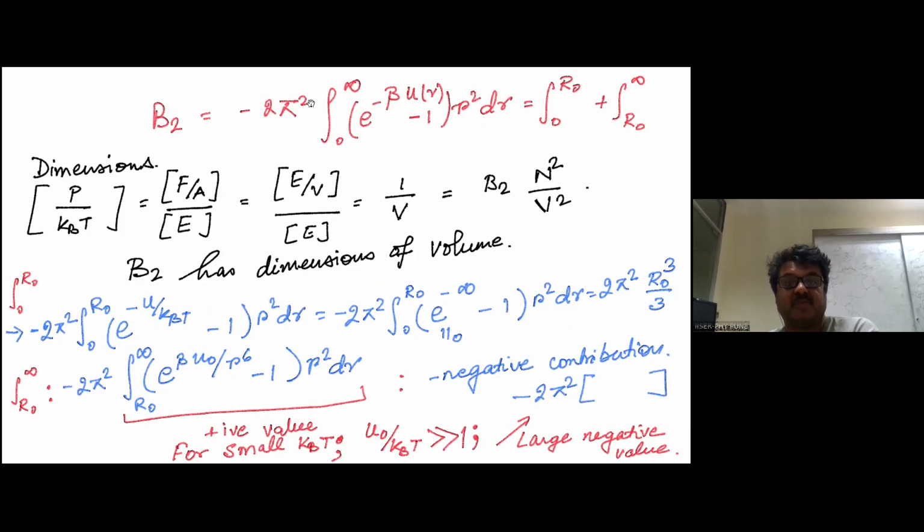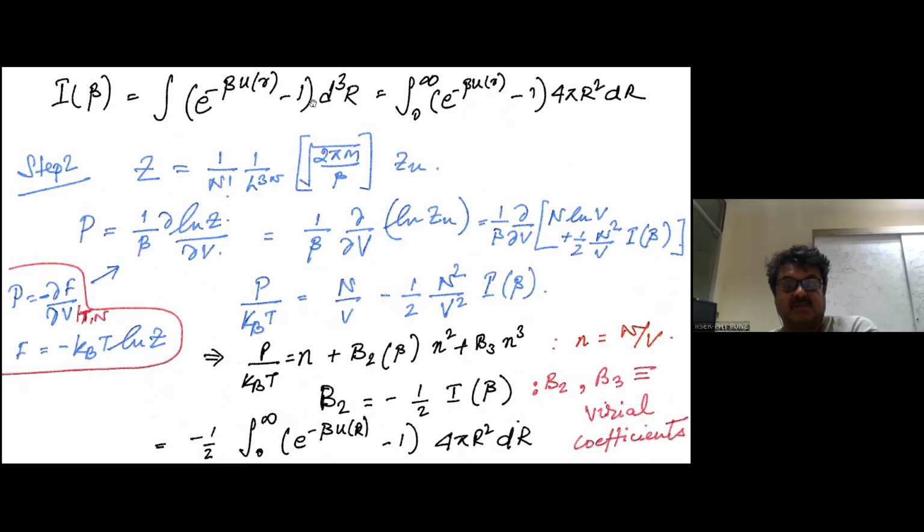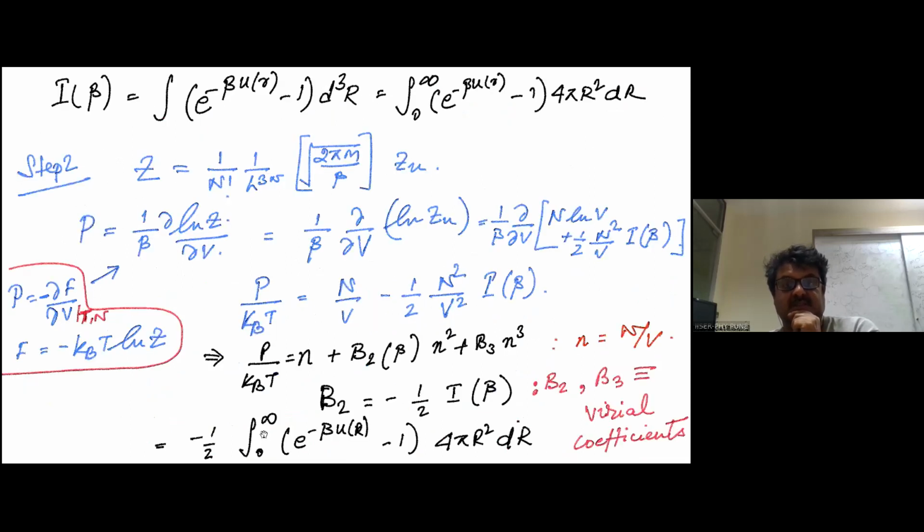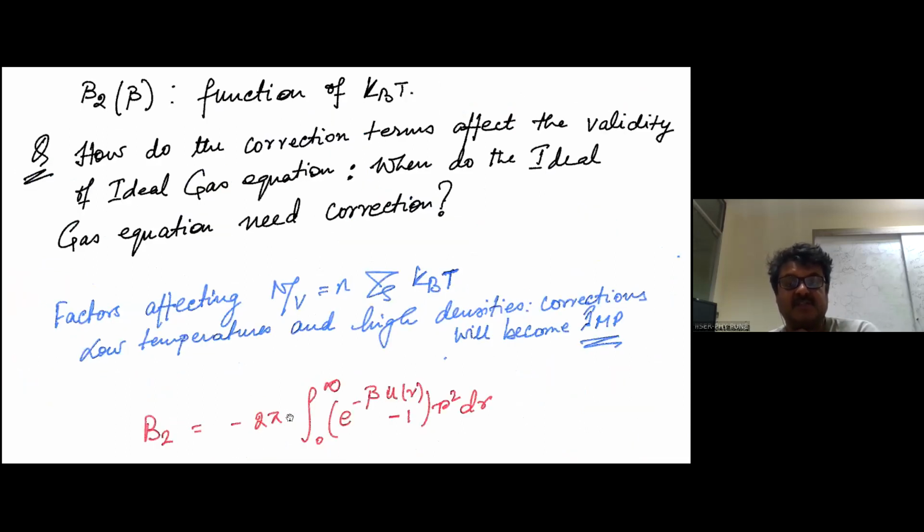I think this pi squared is wrong. Where did this pi come from? Yeah, there was this half and there was this 4 pi, so you will get 2 pi r squared dr. So the B2 can be written in terms of minus half I beta. B2 is this minus half. As a consequence, you get B2 equal to minus 2 pi integral 0 to infinity of e to the minus beta u(r) minus 1, r squared dr.